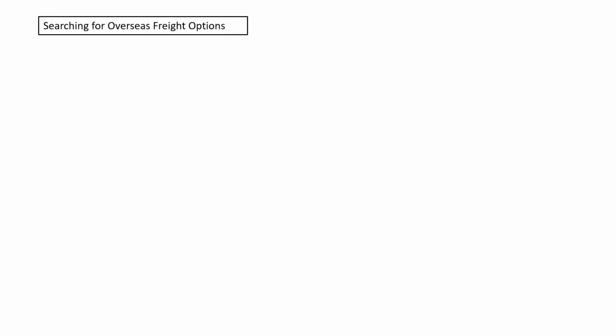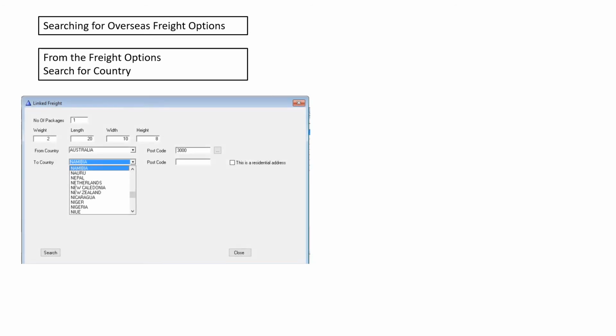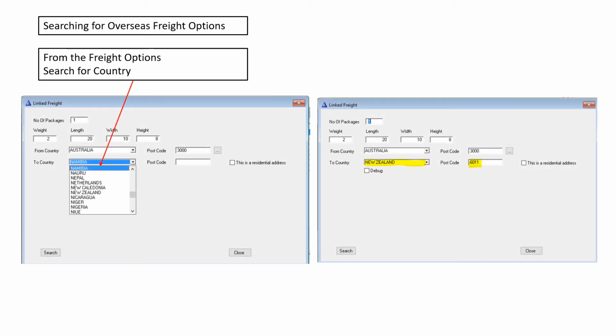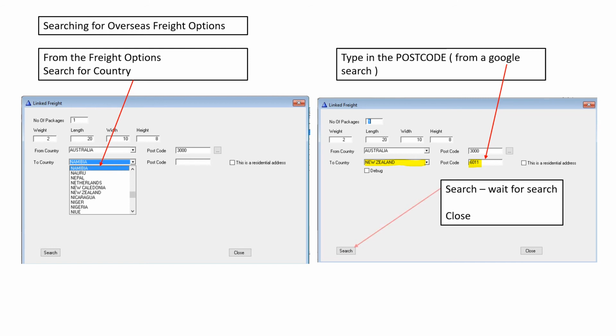Now, what if we want to search for an overseas freight option? Again, bring up the dialog and search for the country in the freight options. Once we've set the postcode from, type in the postcode to from a postcode or Google search. Hit the search button, wait for the search to be done, and then close the dialog.